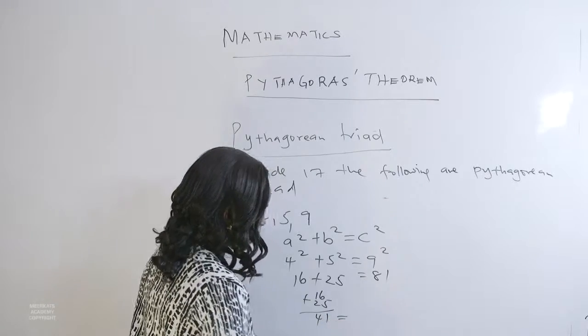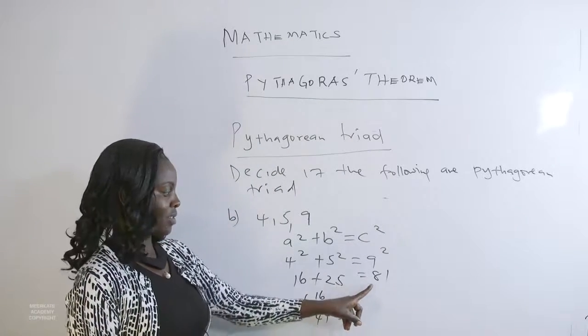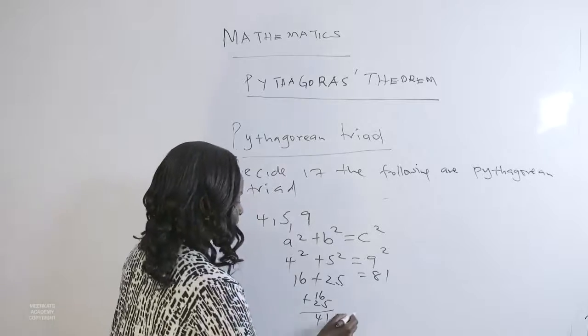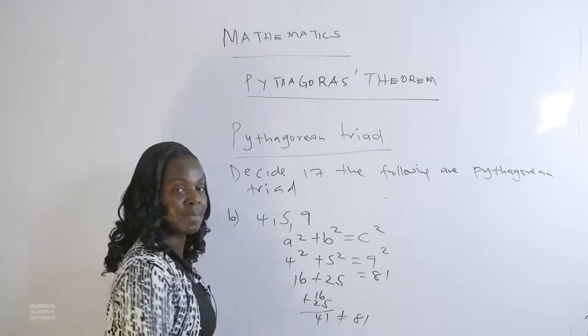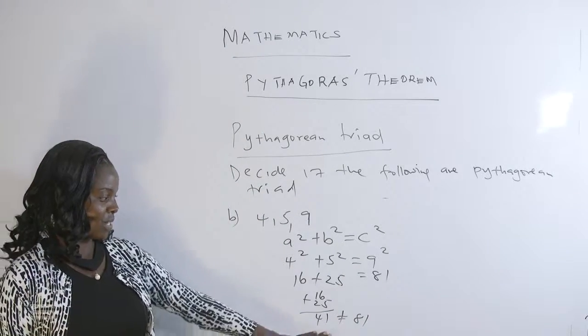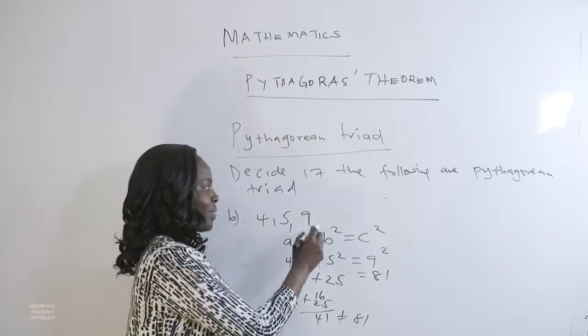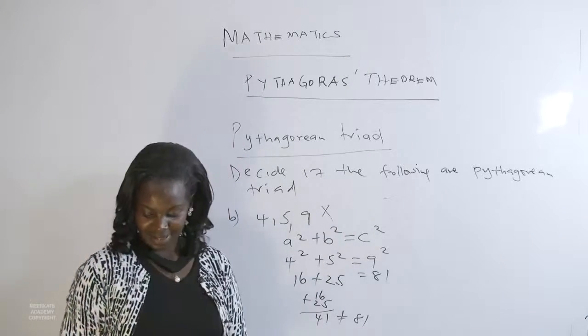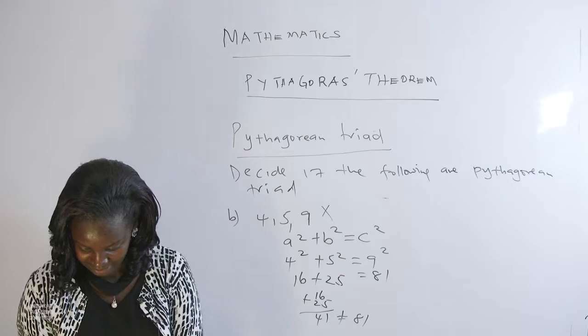So if we add 16 and 25, it's not giving us 81. So they are not equal. 41 and 81 are not equal, meaning this is not a Pythagorean triad. That is not a Pythagorean triad.